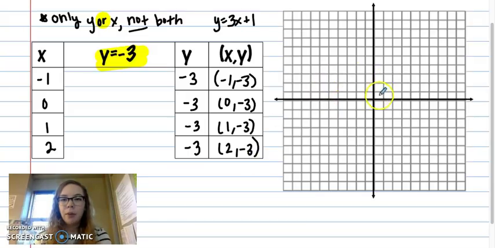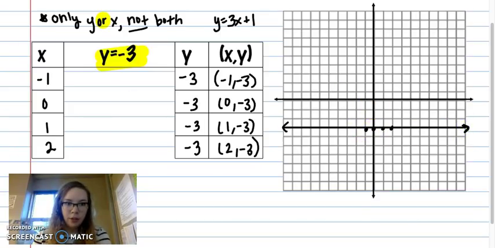Okay, so now if I put these on my graph, zero, -3 would be right here actually. 1, -3, 2, -3. I'm going to start to make a horizontal line. So this one was a horizontal line at -3.